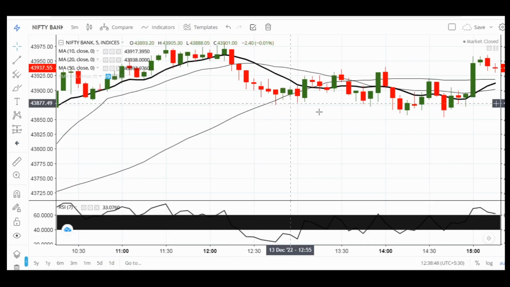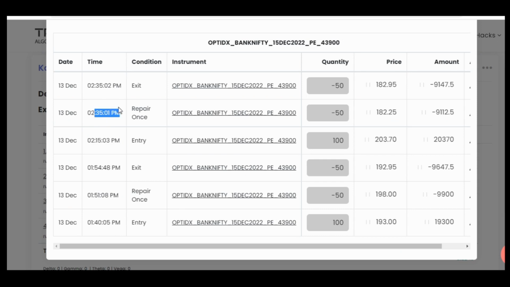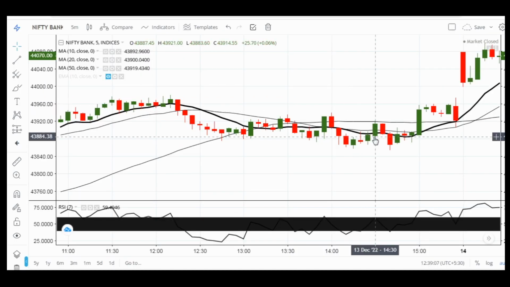Again at 2:15 we got an entry here on this candle because again we crossed below RSI, as you can see at this candle. This would be our stop loss. This is our entry point at 2:15, and I think at 2:35 we got stopped out because the 2:30 candle closed above SMA 10.